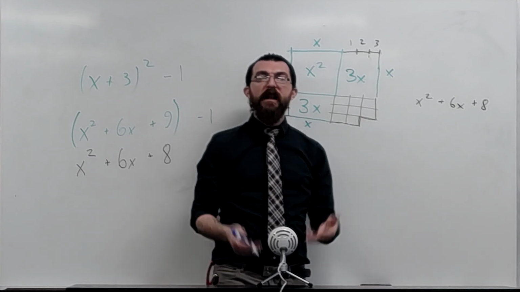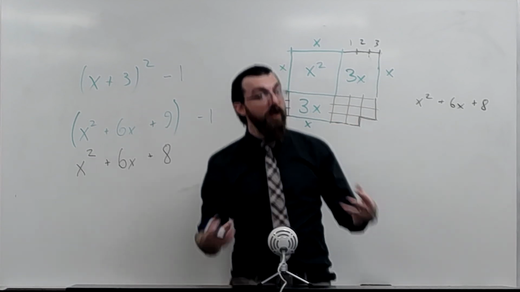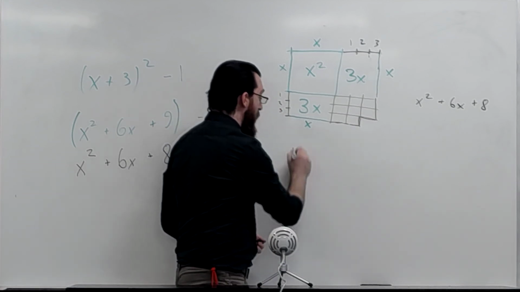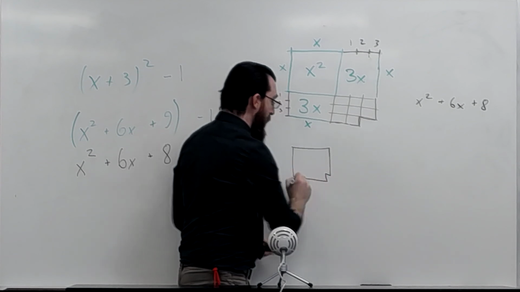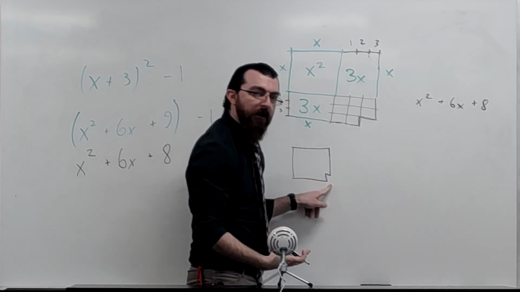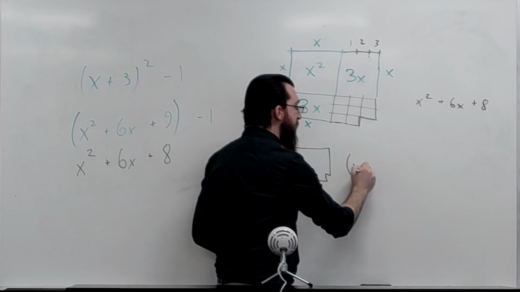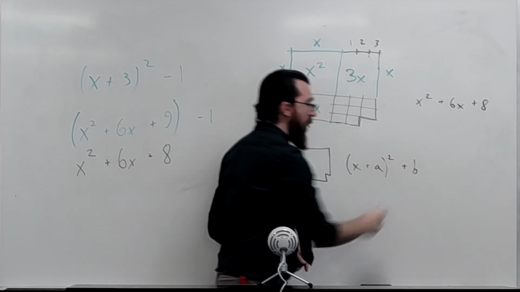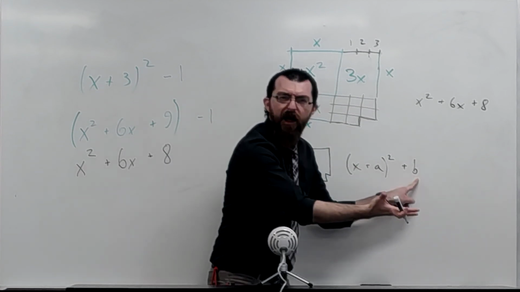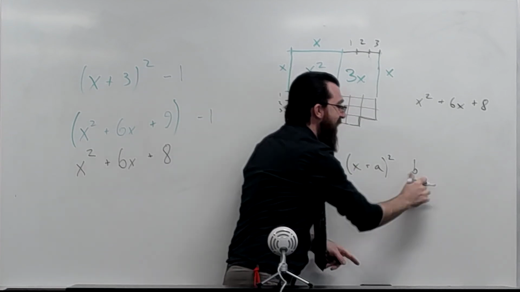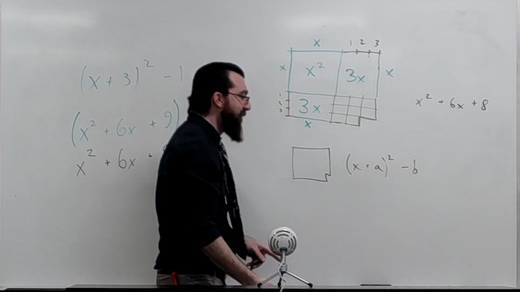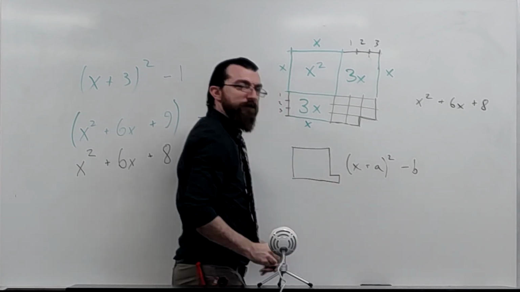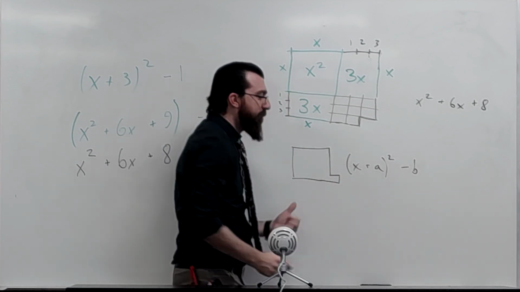Okay? Completing the square geometrically looks like either a square with a chunk missing, in which case something is taken away from the outside, or it's a little extra piece there.